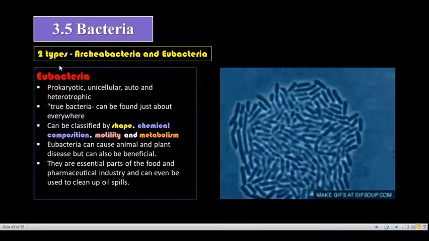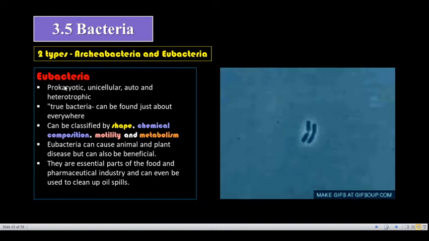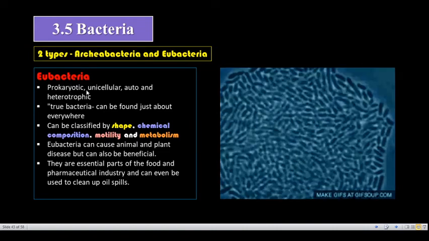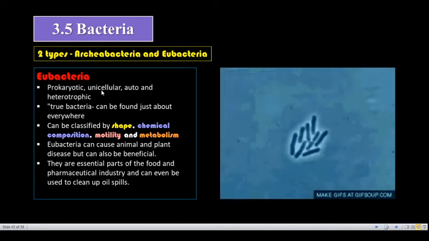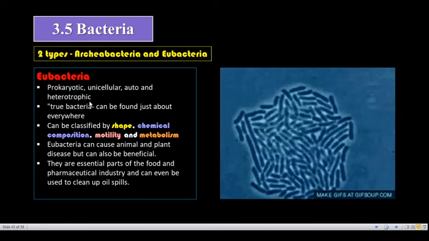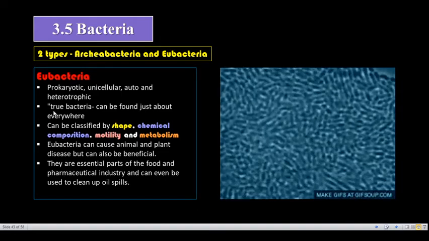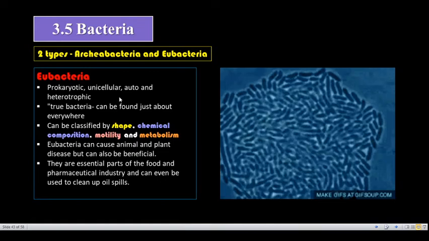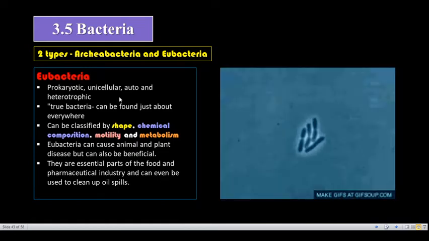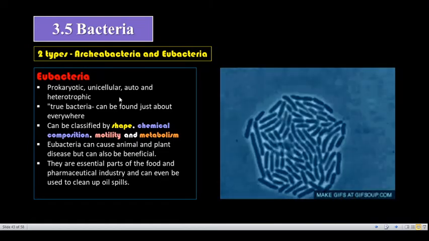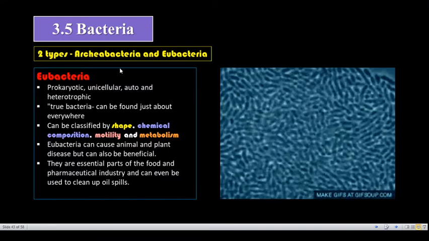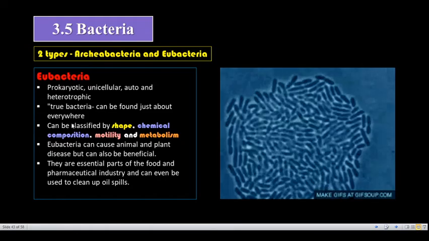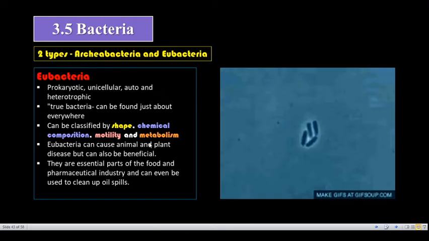You have the eubacteria, the true bacteria. So they are prokaryotic still, unicellular, and they can also be autotrophic or heterotrophic. They are called true bacteria and they can be found just about everywhere. In the surface of your desk, mismo sa kamay mo, so merong eubacteria. They can be classified based on their shape, their chemical composition, their motility, and metabolism.